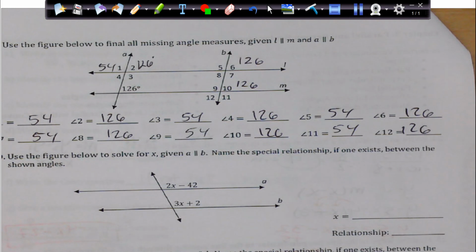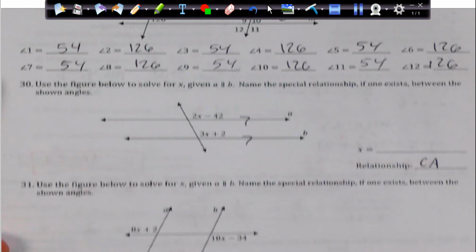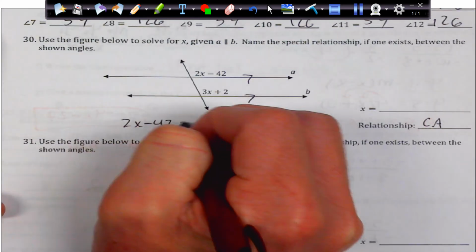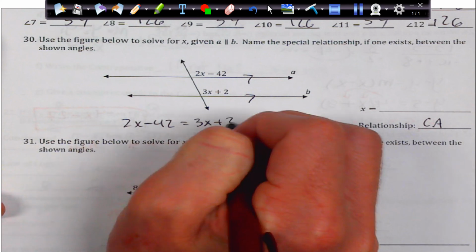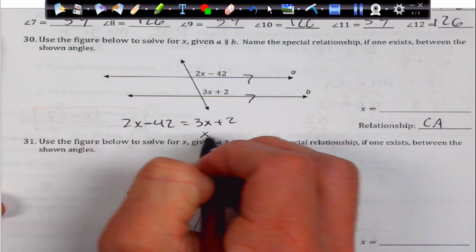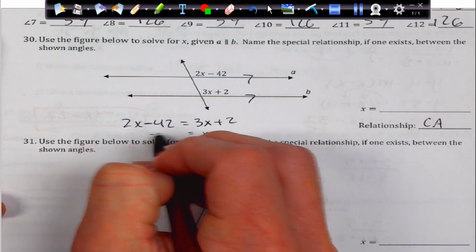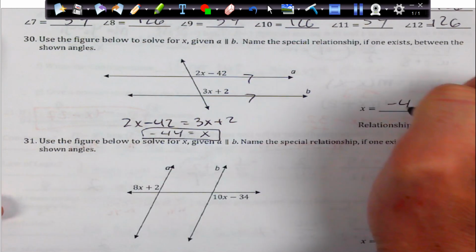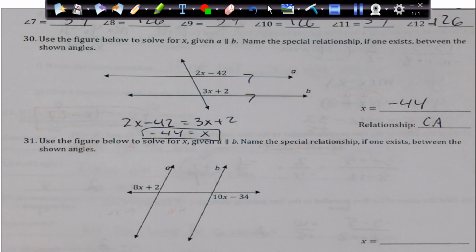Next, let's go with 30. These two angles are corresponding angles, so they should be congruent given parallel lines, and so we set them equal to each other. 2x minus 42 equals 3x plus 2. I'm going to subtract this. That will leave me with x. I'm going to subtract that. That's going to leave me with negative 44. Not the greatest answer for logic here, but it does work.